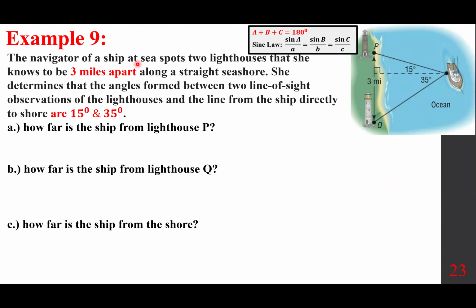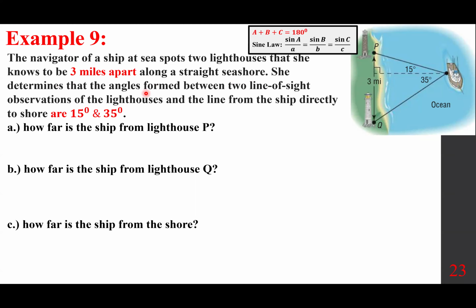The navigator of a ship at sea spots two lighthouses. Here's the ship, 1 and 2. That she knows to be 3 miles apart. So the distance between the two is 3 miles. We know that, along a straight seashore.